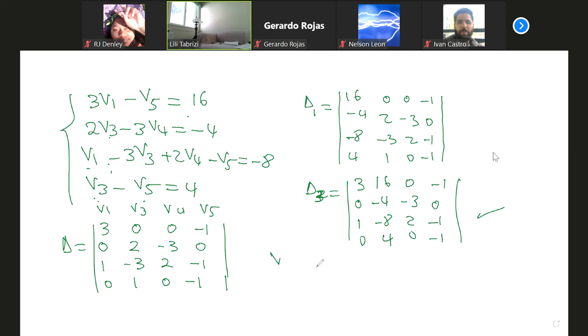So in this case, V1 is equal to delta 1 divided by delta. V2, we already know it's a voltage source. We already had 6 volts. V3 is equal to delta 3 divided by delta. V4 is delta 4 divided by delta. V5 is equal to delta 5 divided by delta. You have all 5 voltages, the nodal voltages.